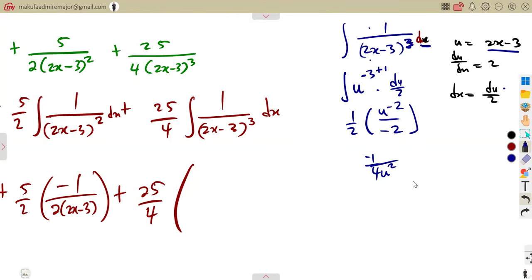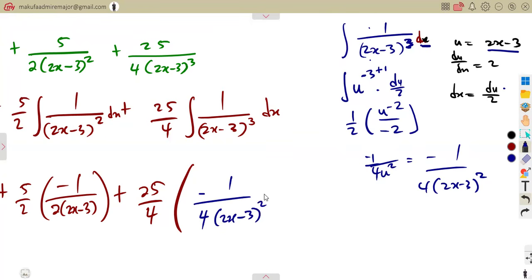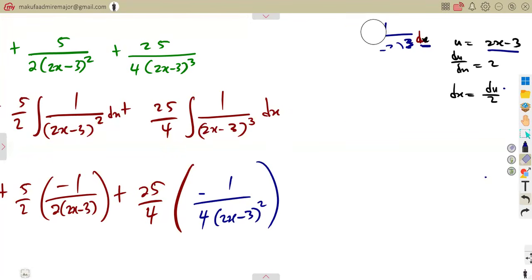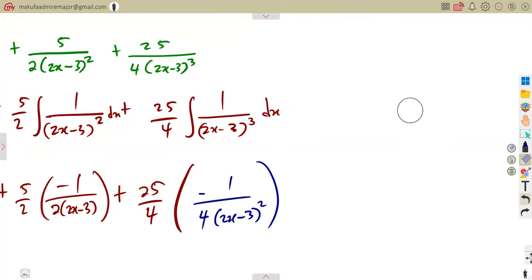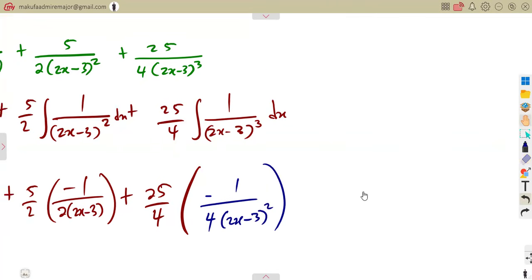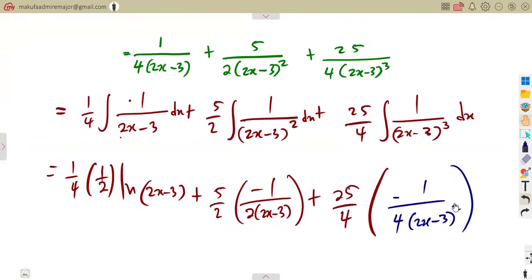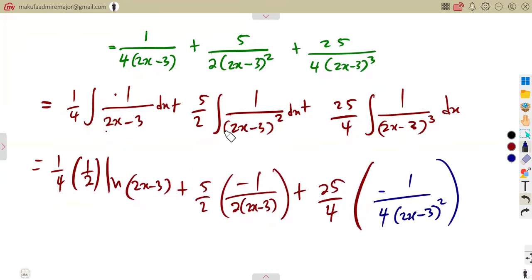Okay, but we know this u, so it's -1/4. Our u is 2x minus 3, being squared. So this is going to be -1/4 into (2x minus 3) squared. So using the substitution method, you can integrate that part. Guys, there are so many ways that you can use to integrate, actually, if you know those typical ways. So we have integrated this, integrated this, integrated this. So we're going to have our constant of integration.